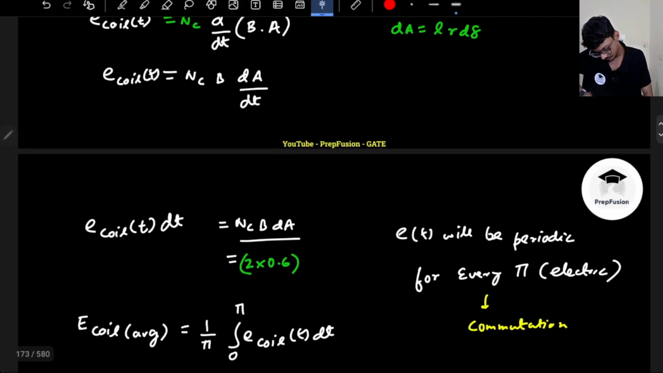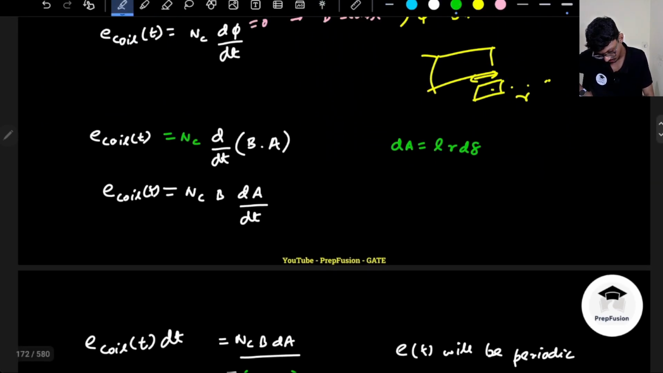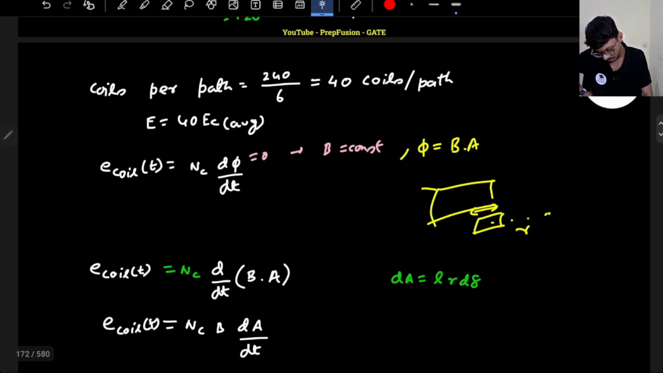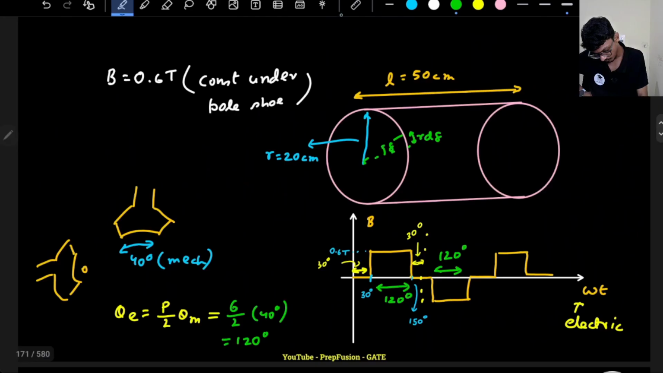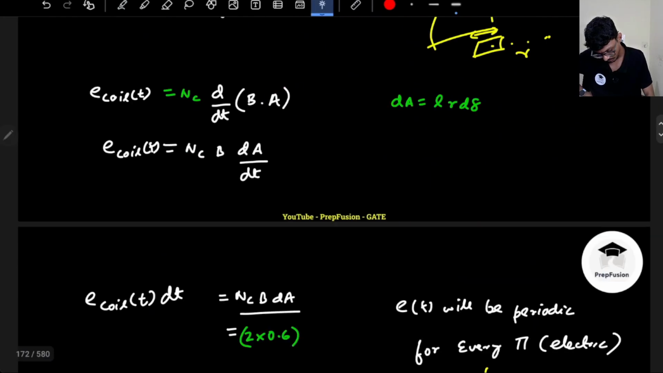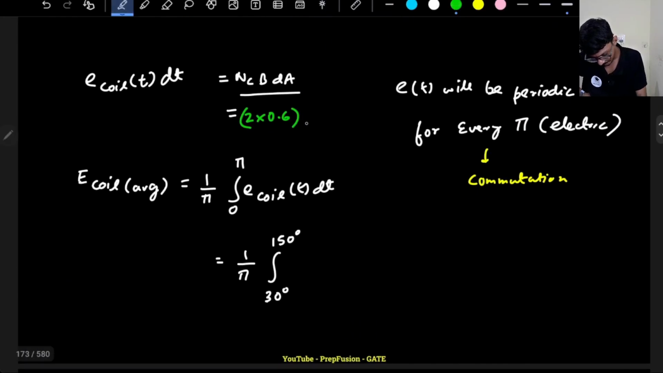R D delta. Also L is there, right? L also I have to multiply. Length also I have to multiply, right? L into R D delta. So L is how much? L length, I had 40 centimeter, I guess. It is 50 centimeter, 50 and 20. So 50 into 20 into D delta.